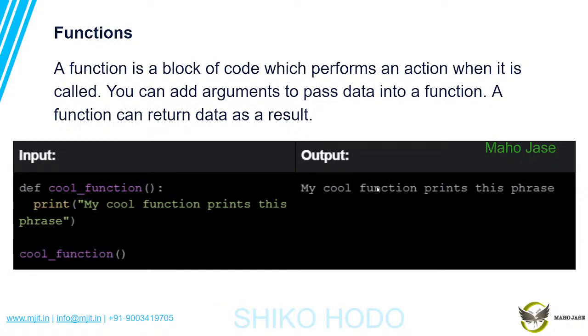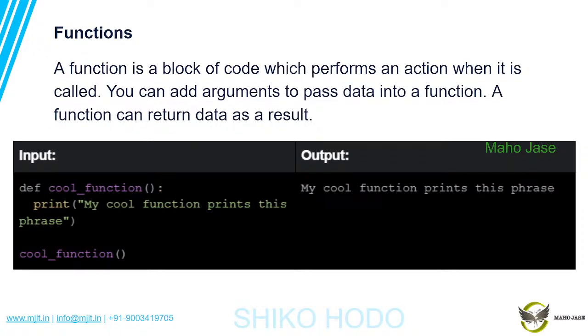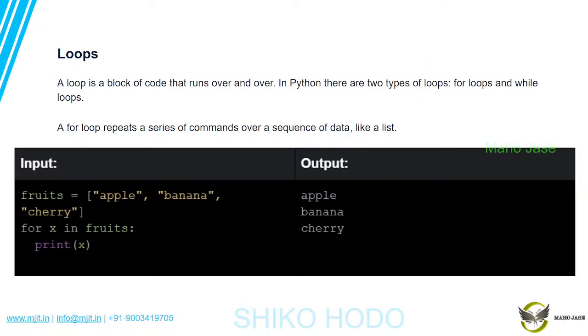So a function is a block of code that runs when it is called. You can see the example of a function which is used to print: my cool function prints this phrase. At the right side you can also see my cool function prints this phrase. So now we'll move on to the loop.